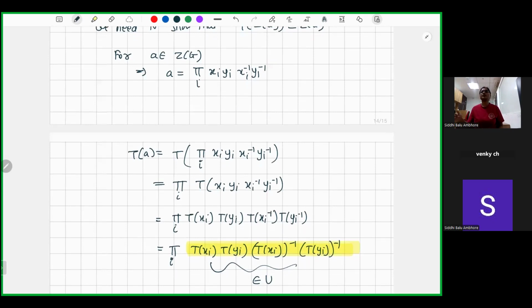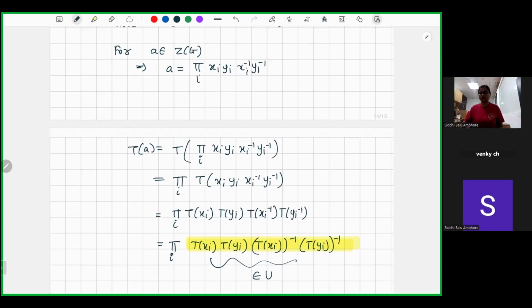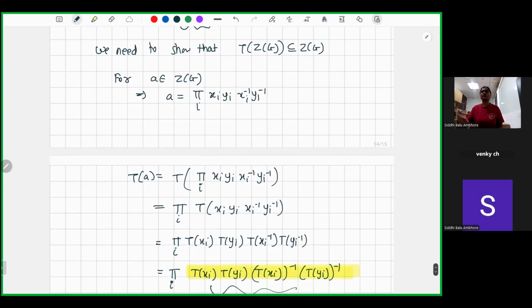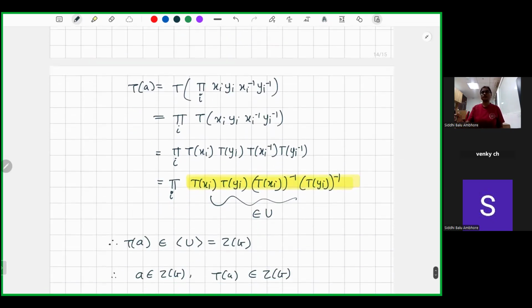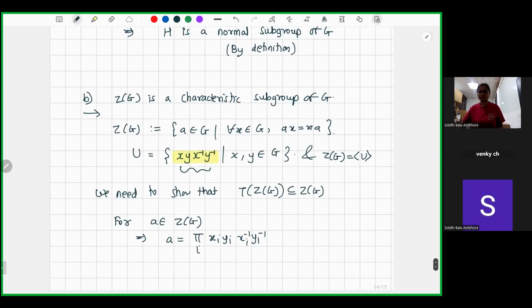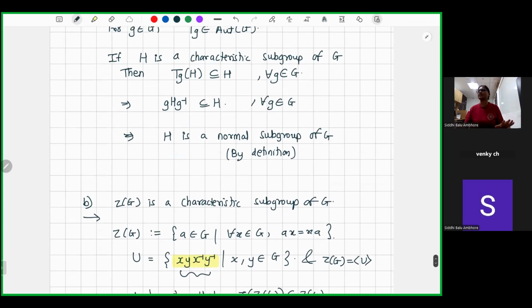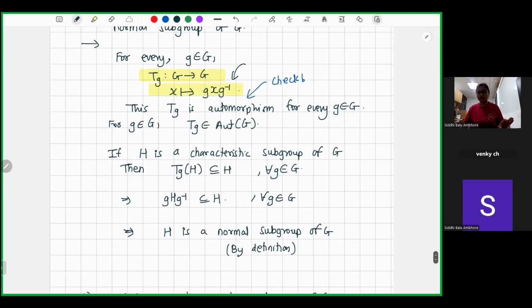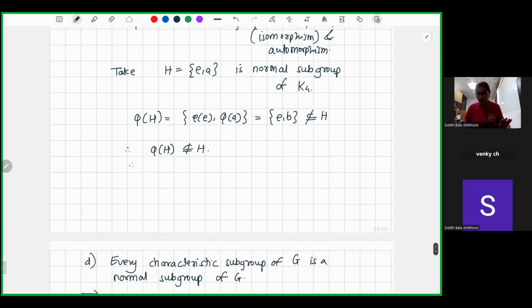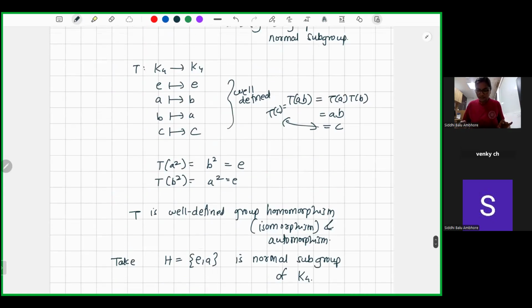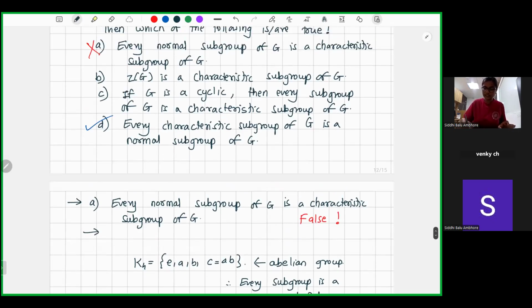This followed from the definition of ZG itself. We started with A being some product of elements of U, and we just obtained this. This was a trivial, routine check that ZG is a characteristic subgroup for every G. So the image of ZG will always land in ZG in any group G. And which part is now left? The C part.